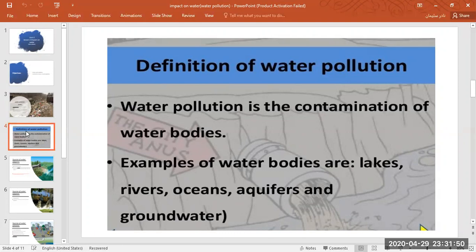It means the water is holding harmful substances, contains toxins, contains pollutants. This is the meaning of contamination. And water bodies means lakes, rivers, oceans, aquifers, and groundwater. So water pollution is the contamination of water bodies like lakes, rivers, streams, and aquifers.